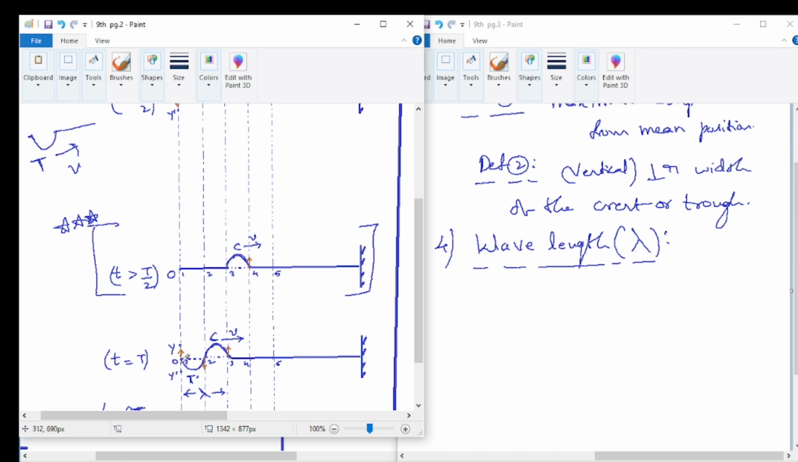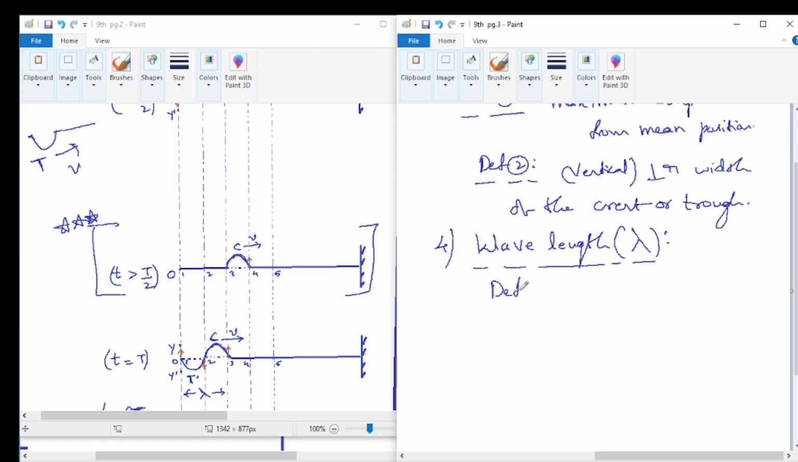But this disturbance, which travels due to vibrations, is itself called a wave. So how much distance has the wave traveled? Exactly equal to the wavelength. But in what time? In one time period. So this is the simple definition of wavelength: it is the distance traveled by a wave in one time period.